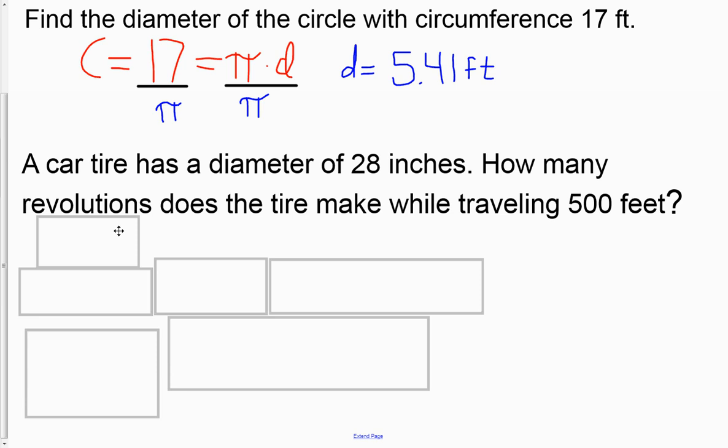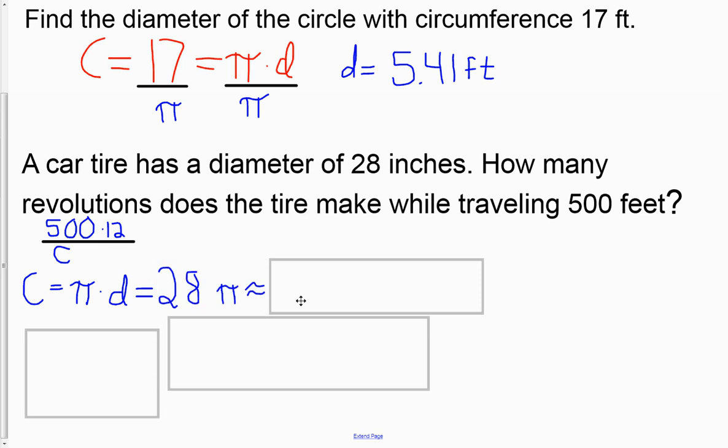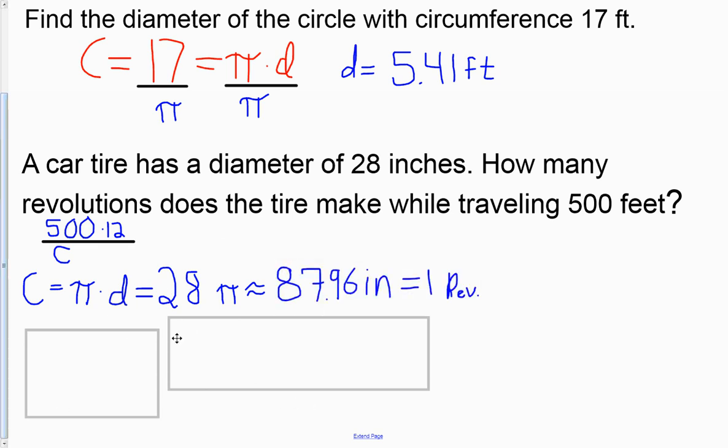So circumference is 28 times pi. Again, the general solving is going to be: we've got feet here, inches here. So we're going to need to do 500 times 12 to get our total inches in 500 feet, and then divide by the circumference to find how many revolutions that would be. Before I jump into solving, we need to solve for circumference. Circumference equals pi times diameter, which is 28 pi. I will leave it like this until we solve, because you don't want to round and then round again, and then you're rounding too many times. So we'll say circumference is 28 pi, but just from a number standpoint, it's pretty close to 88.